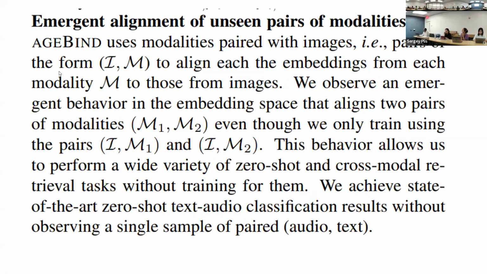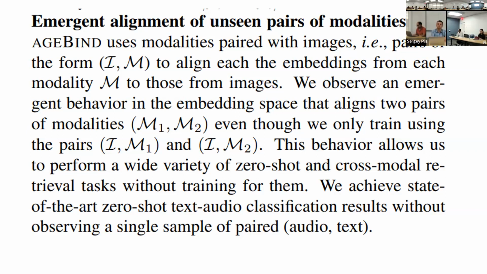So in their method, they term it emergent alignment for the unseen pair of modalities. In ImageBind, they use the image modality pairs denoted as IM, where I is image. Then it pairs with other modalities like text, video. They observe an emergent behavior in the embedding space that aligns two pairs of modalities. That means they align the two modalities M1 and M2, even though we only train using the pairs IM1 and IM2.